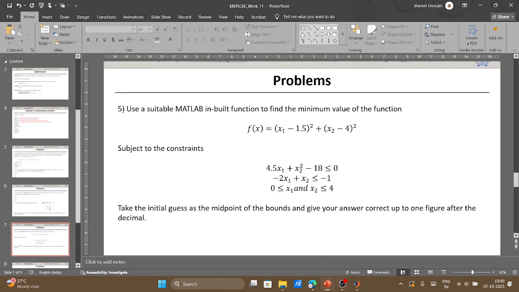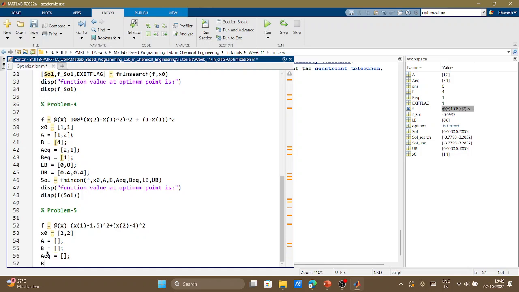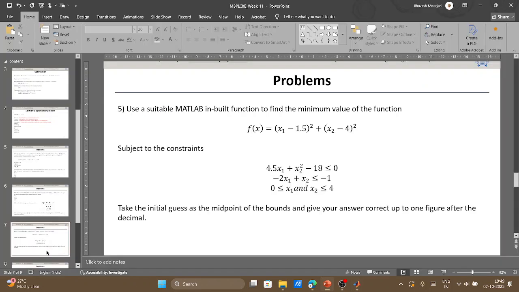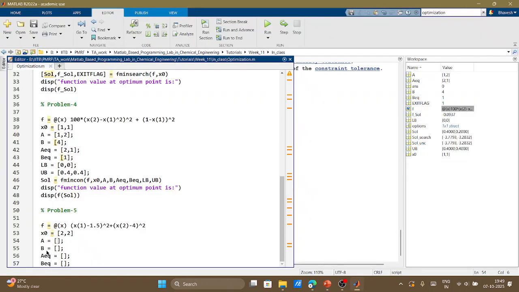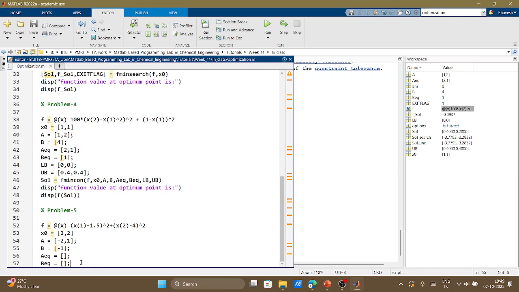Okay, this will be empty: A and B equality. We have the inequality constraint given. My mistake. -2 comma 1, and the corresponding value is -1. Yes, the A equality constraint and B equality constraint are empty.